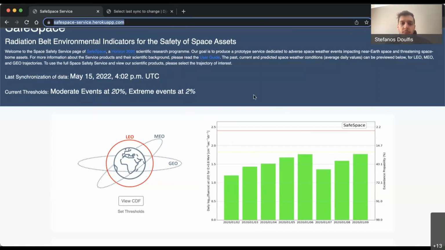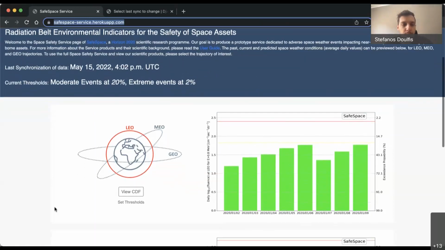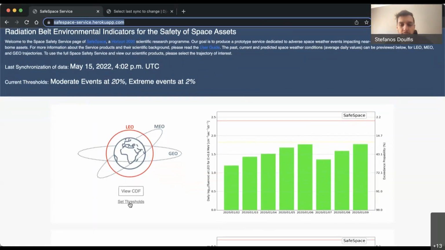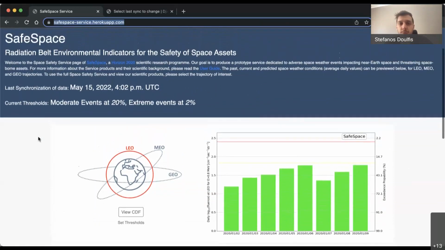In the future, when full functionality has been achieved, a user can set their own thresholds, the 20% and 2% as shown here, to accommodate their own needs. This will be done via the button here, set thresholds, and they will be different for each orbit. But this has not been implemented yet, but it will be implemented very soon.